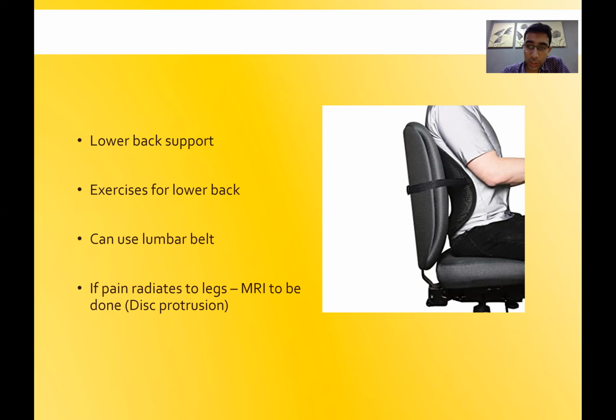Exercises for the lower back are extremely important to strengthen the muscles and to prevent this from recurring. You can use a lumbar belt, but that should be only a temporary thing. If you use it for too long, your muscles may get used to it and become weaker. So only in the acute phase should you use that.